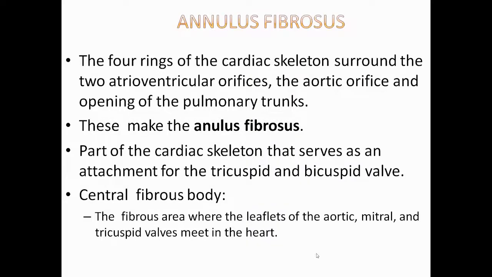Annulus fibrosus. The four rings of the cardiac skeleton surround the two ventricular orifices, the aortic orifice and the opening of the pulmonary trunk. These make up the annulus fibrosus. It is the part of the cardiac skeleton that serves as an attachment for the tricuspid and bicuspid valves, and the central fibrous body is the fibrous area where the leaflets of the aortic, mitral, and tricuspid valves meet in the heart.